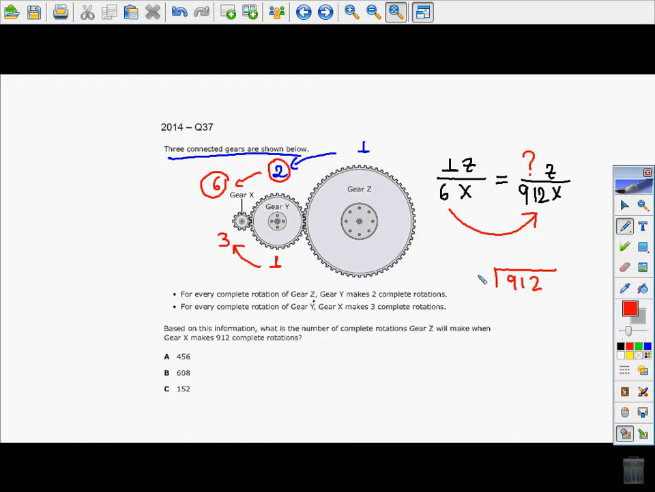912 divided by 6. 6 goes into 9 1 time. 3 left. I need to bring down 1. 6 goes into 31 5 times. I am left with 1. I need to bring down 2. 6 goes into 12 2 times. And when I look at the options, C as in cat will be our answer.